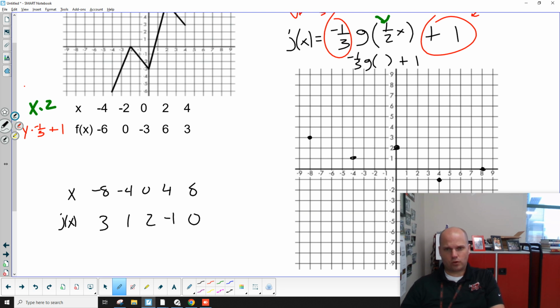We can see that vertical flip. We can see that vertical dilation, that vertical compression. We can see the horizontal stretch.